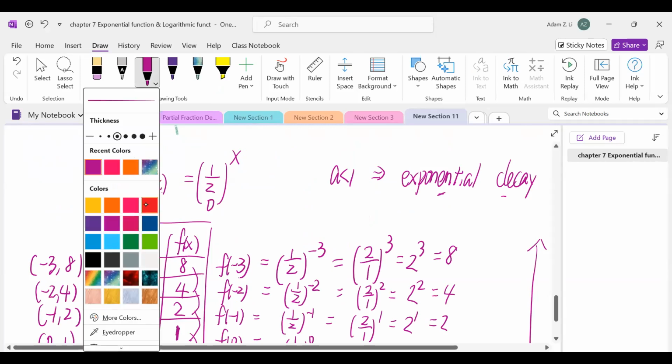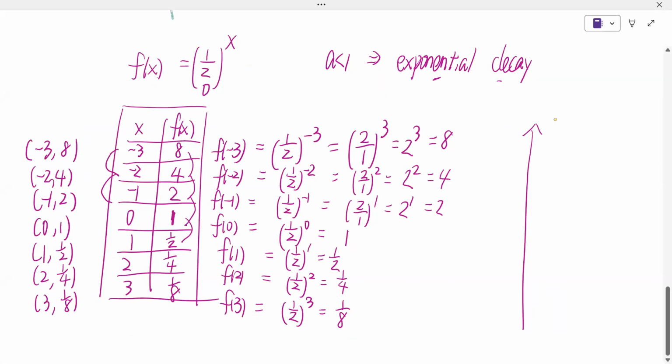I'm going to use a different color here. Here we go. All right, so now again we need some ordered pairs. We're going to plot all those ordered pairs. 1, 2, 3, 4, 5, 6, 7, 8.